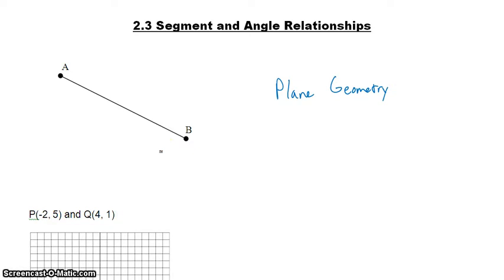Another type of geometry takes these points and places them in a structured order, such as P and Q. P is just not some random point. It's found at the ordered pair (-2, 5). And Q is just not placed anywhere. It's found at the ordered pair (4, 1).